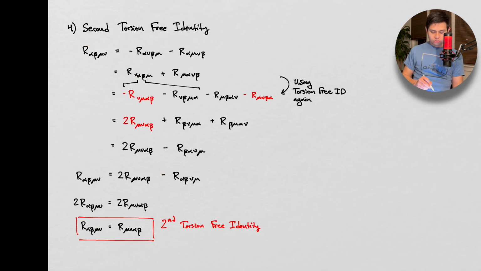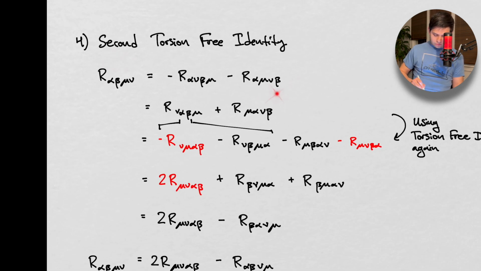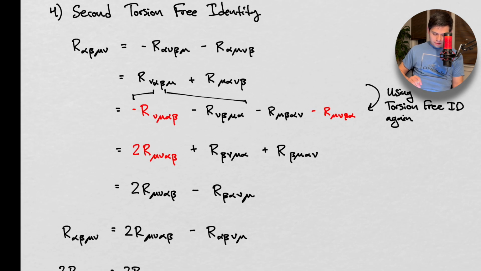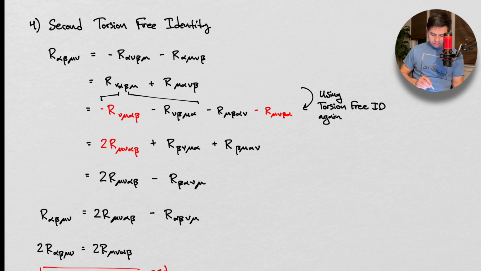This is the second torsion-free identity, because what we're doing here is we're saying, we're going to say this right here. So this right here, this is that Bianchi identity, or the first torsion-free identity. And this is a little bit weird, because we can swap these two guys to get a negative. That's what we said before. Alpha nu alpha. We can swap these two guys and we get the negative. So the negative of this is positive this. So we get these two guys.